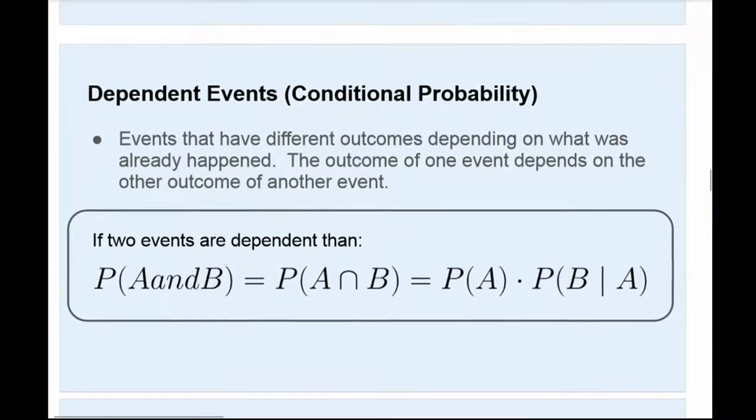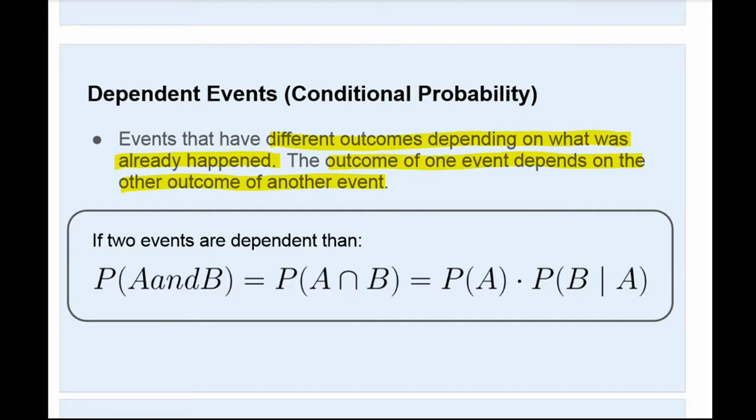The next thing we're going to look at is dependent events, or conditional probability. A dependent event is the opposite of an independent event. You may have already guessed that, and you can probably reason through what a dependent event is. But if not, they are events that have different outcomes depending on what has already happened, and the outcome of one event depends on the outcome of another event. So basically, these events are connected. One event depends on the other.